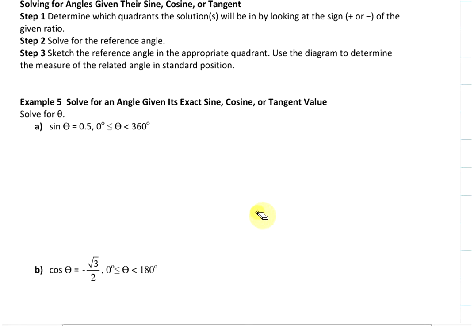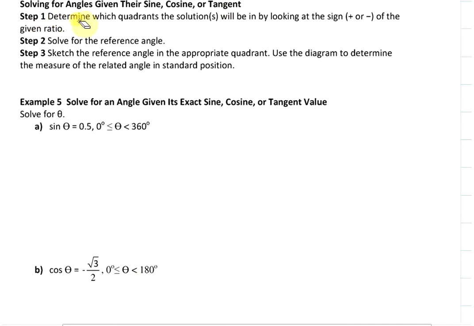Okay, so our next two examples will be taking a look at solving trigonometric equations. That means we're going to be solving for an unknown angle when we are given their sine, cosine, or tangent. So there's three steps that we want to take a look at.